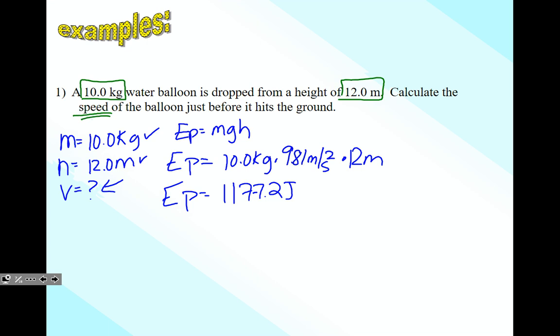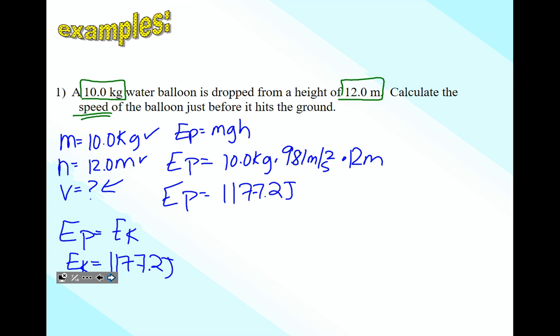So we also know the concept that EP is equal to EK. So if there's a potential energy of 1,177.2 joules, we can say that that could be transferred exactly to kinetic energy, right? So now we have EK is equal to 1,177.2 joules. Now that we have this, we can find our speed. Make sense, kiddos?